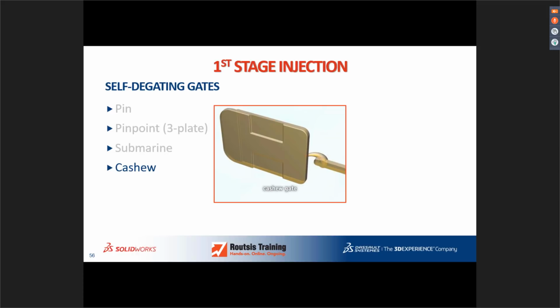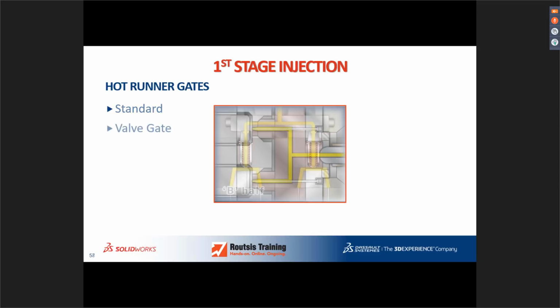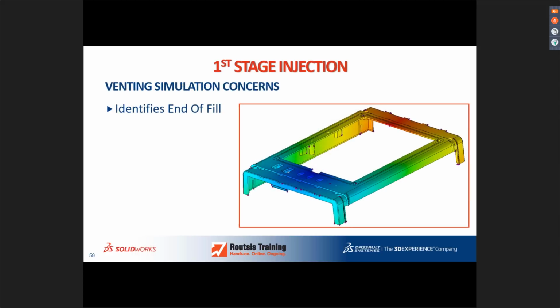This is another version of it called a cashew gate, because it actually just moves where your injection point is. And then of course we have hot runners, okay? In a standard hot runner, you gate on top of a round part. This is an example of a valve gate, where that pin moves back and fills the part.